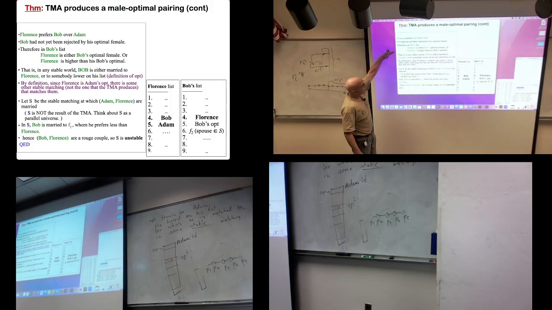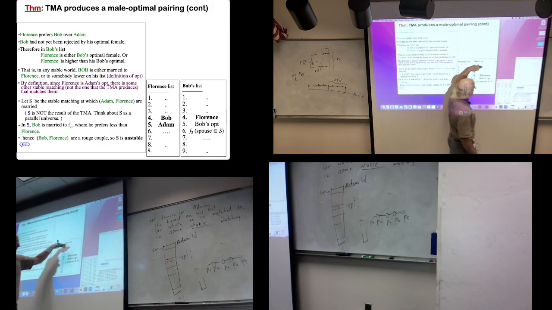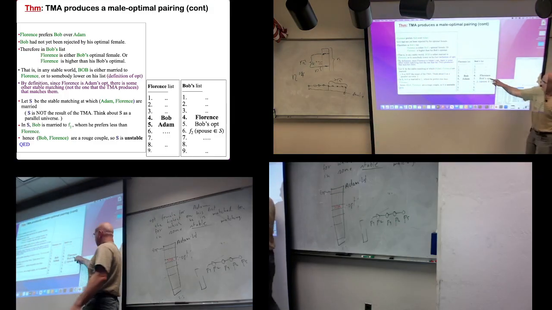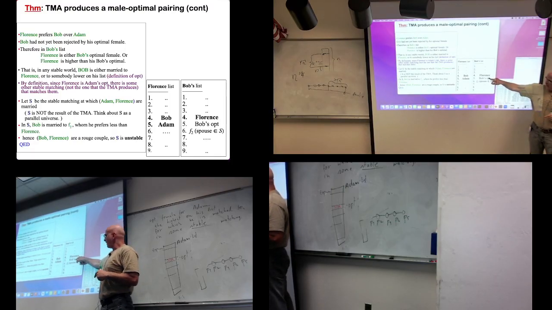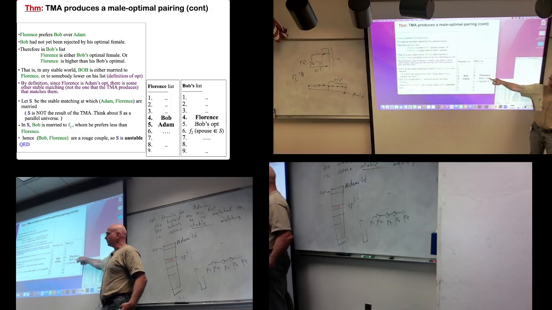At this very moment where Adam was rejected, what's the scenario about Bob? Maybe Bob was already rejected by some females, but he was not yet rejected by his optimum female. Adam is the first and the only one so far that was rejected by his optimum female. So where is Florence with respect to Bob's optimum?